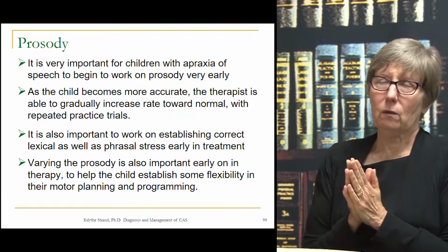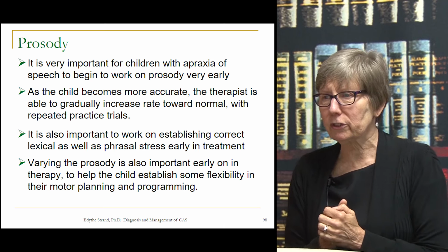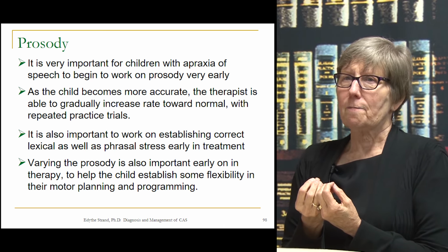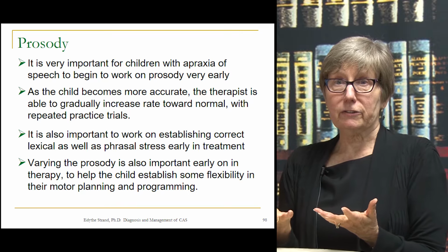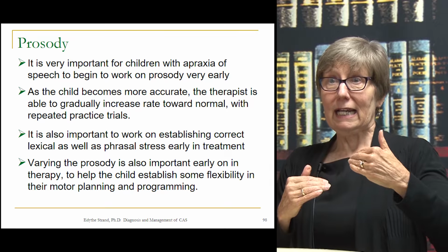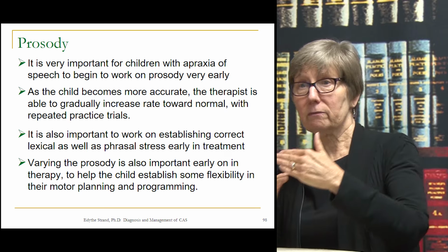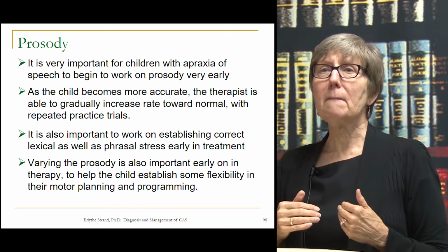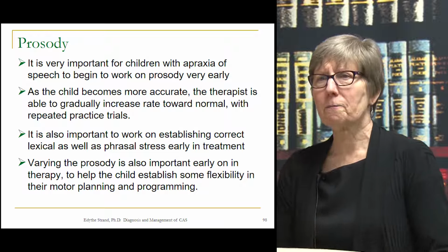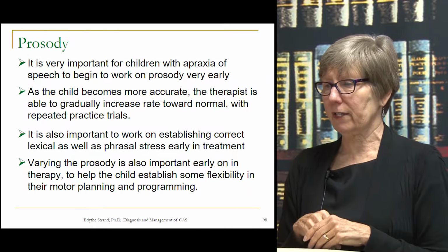And prosody. We'll be talking more about this. It's so important for children with apraxia of speech to begin to work on prosody very early. One of the ways we already talked about doing this is when we vary the prosody to bring in variability of practice, even with monosyllables. Once they're accurate, we start mixing it up. Mom, mom, mom, mom. And when we get to DTTC, you'll see that we kind of do this at each level of the hierarchy.